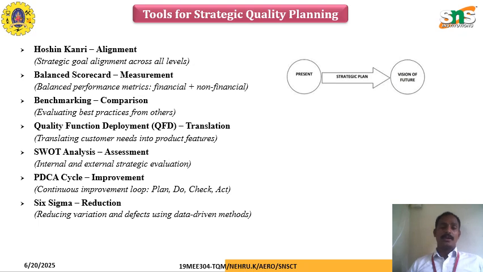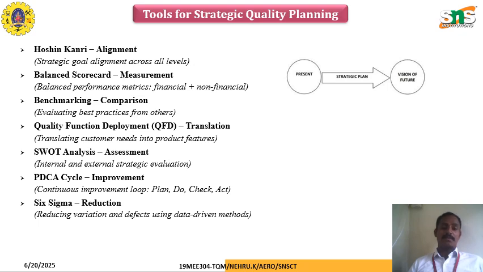A few tools are used for strategy quality planning, like Hoshin Kanri, which is the strategic goal element across all the levels and comes under the alignment of the process or the quality. The second one is the balanced scorecard. Every student measures IA1, IA2, IA3 and some exams in a scorecard like a green card. Here also, every management or organization should have a measurement level. Balanced performance metrics, financial and non-financial issues, all come together in the measurement of the balanced scorecard.